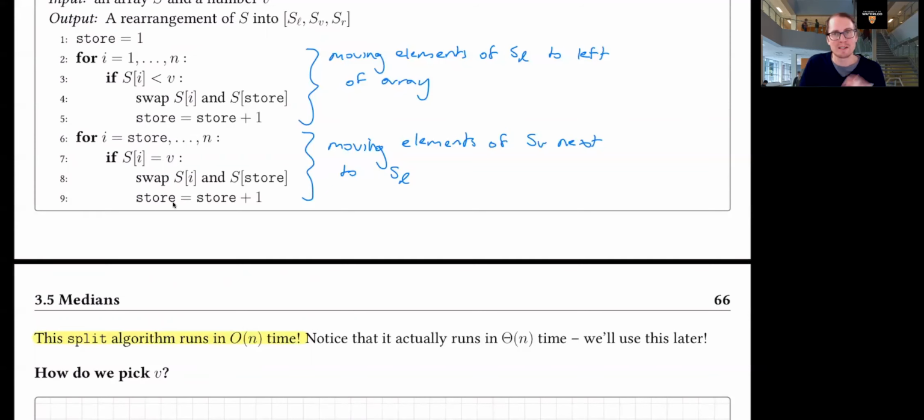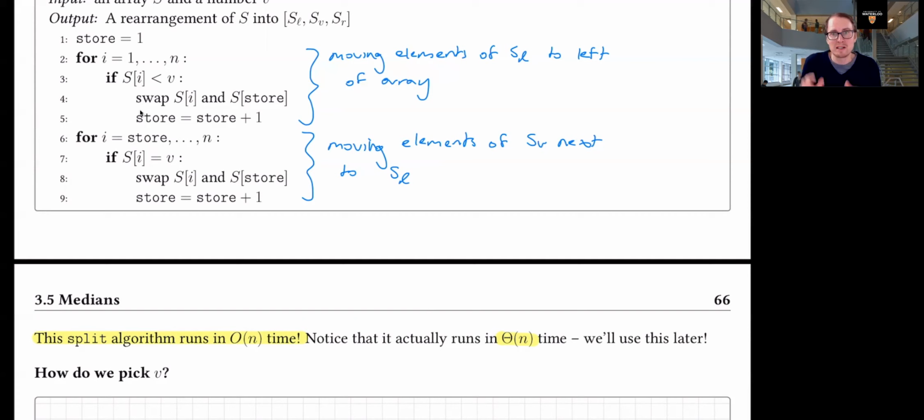The second for loop runs big O of N times. And again, it's just constant time inside each iteration. So we get big O of 2N, which is big O of N. And you can actually see that the way we've written it, it runs in exactly N time. It's also lower bounded by N, because we do have to loop through the whole array. So it's both lower and upper bounded by a constant times N. So now the next question is, how do we pick V?